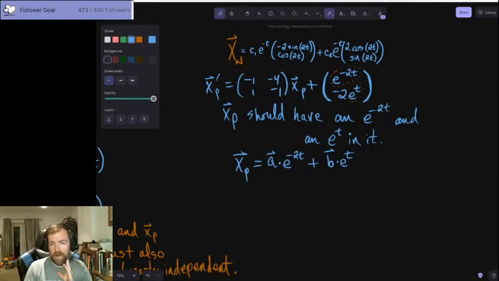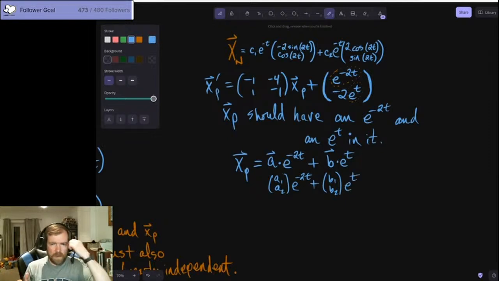So our A and our B, we can just say these are going to be constant matrices. If you want to break it down, you can say this is going to be A1, A2, e to the negative 2t plus B1, B2, e to the t. That's also an option. It makes it a little bit easier to see.